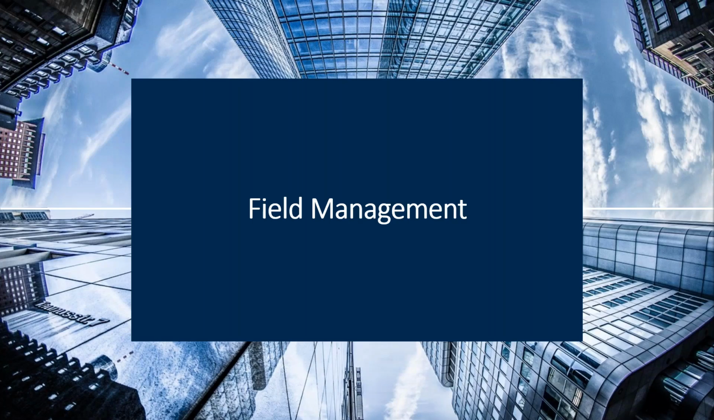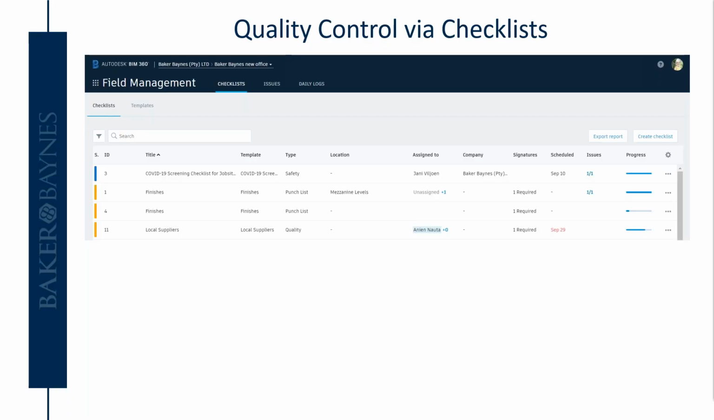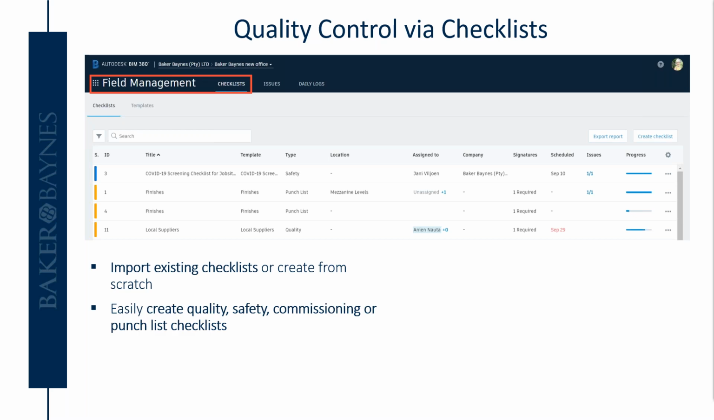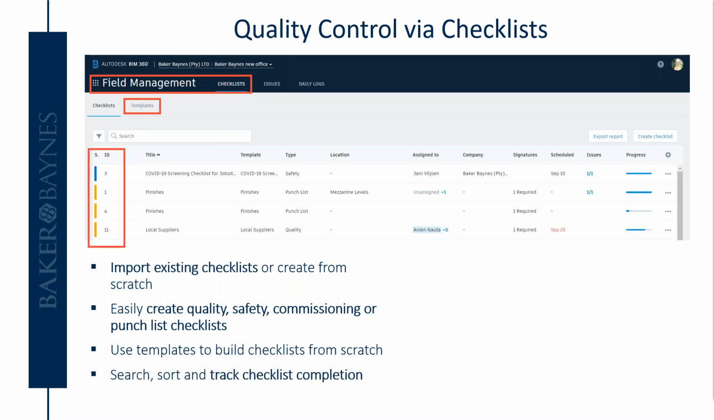Okay, so moving over to our field management module. Just in terms of checklists, we all know that when it comes to quality, nothing can impact the end results than how well your checklists and punch lists are done. Now, within the field management module, you've got the option to create checklists for things like quality, safety, commissioning, or punch lists. You can either use templates that have already been set up for this, or you can build a checklist from scratch. You can also search, sort, and track checklist completion from here.